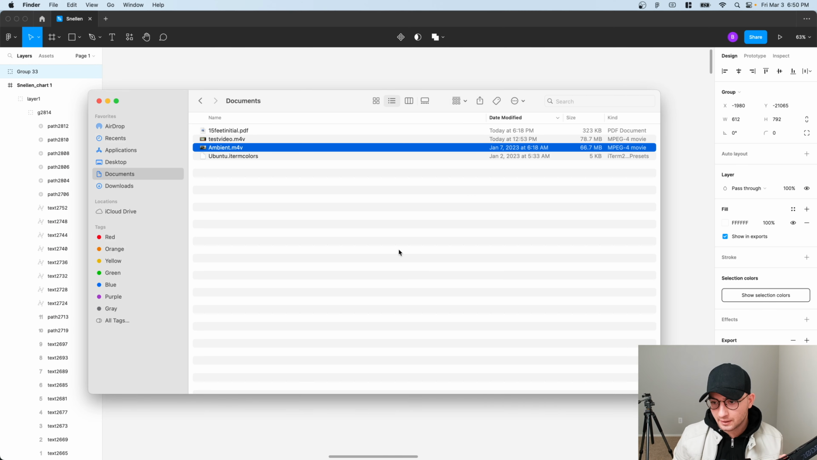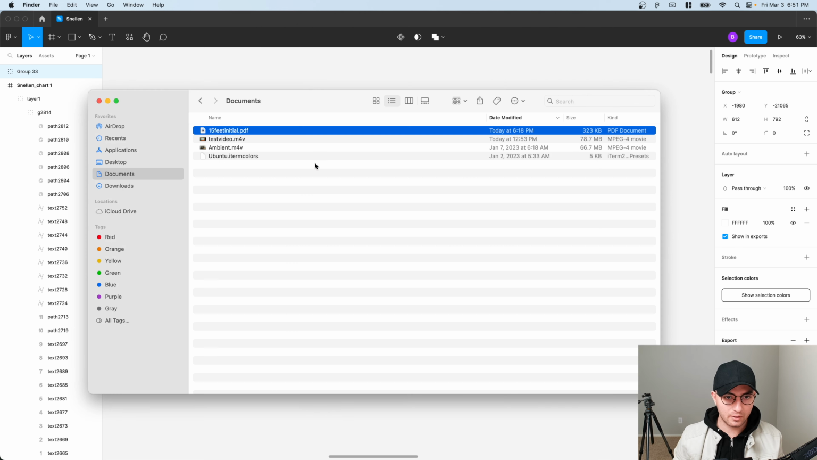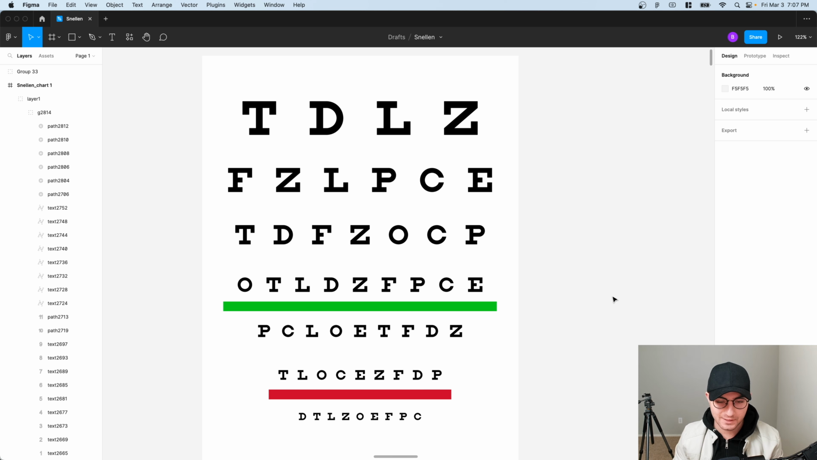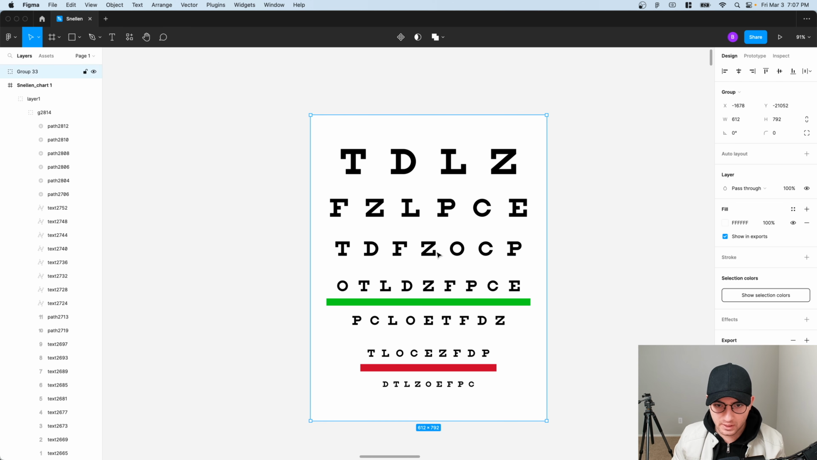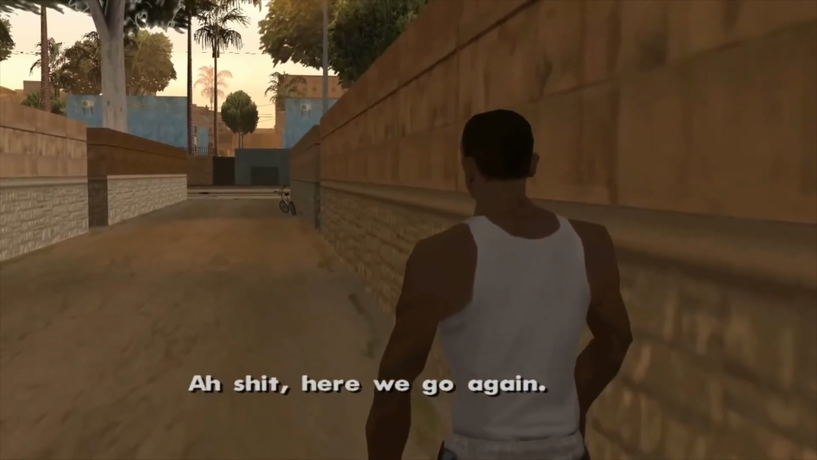I have no idea. So I just got back and I'm trying to see what's wrong with the file. Yeah, I don't know. Okay, so this is how it turned out. I've added the reference lines. This is 20/50, 20/40, 20/30, 20/25, 20/20, and 20/15. Yo, it's the next day, and today I'm gonna try again to print the eye chart. Oh shit, here we go again.